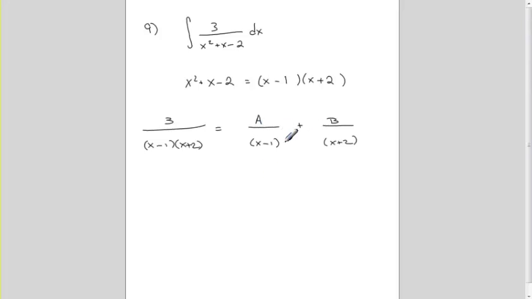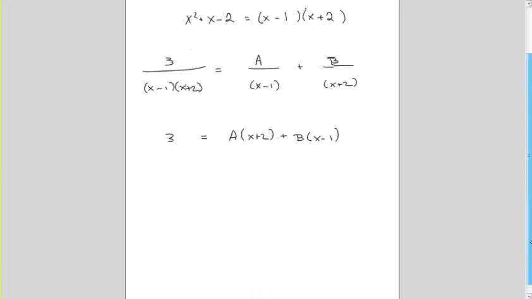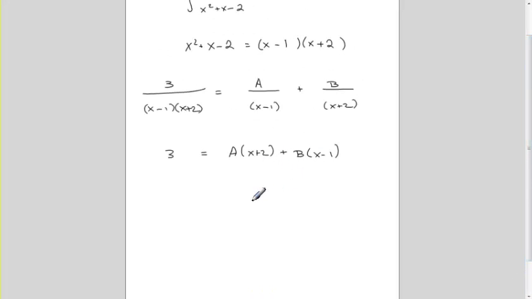Because there are only two factors, we can just do a cross multiplication to get what we need, and we keep the left-hand side the same. So we just have 3 is equal to A times x plus 2, plus B times x minus 1. So the next thing we do is we look and decide which values of x allow each of these terms respectively to go to 0.